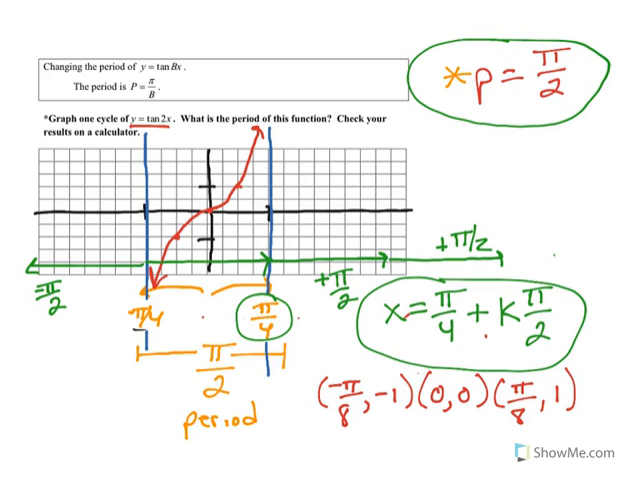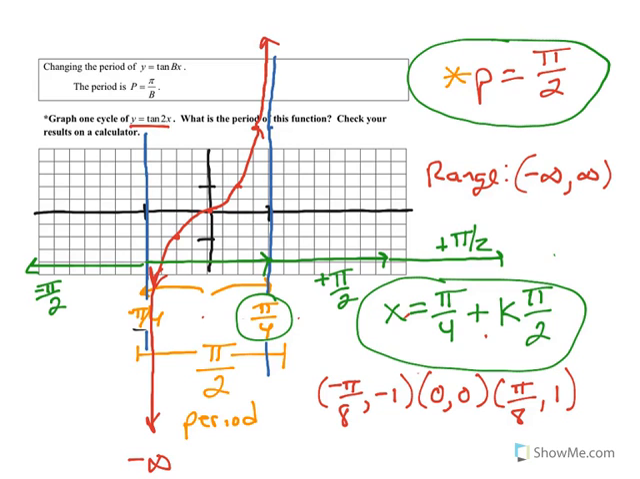And they might ask you for the range. The range, remember, is all the y values. So your y values are pretty much from -infinity to infinity. There's no breaks in the graph in the y value. So it goes all the way down to -infinity, keeps following that asymptote to -infinity, and then it keeps following the other blue asymptote on the right all the way up to positive infinity. So all your y values are going to range between -infinity and positive infinity.